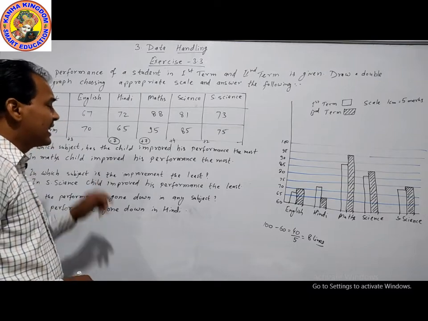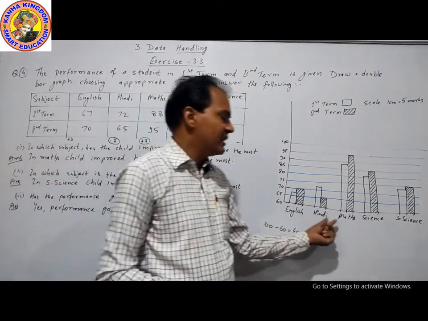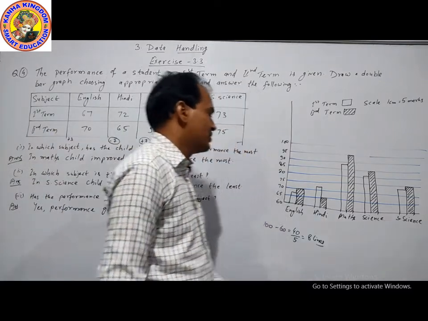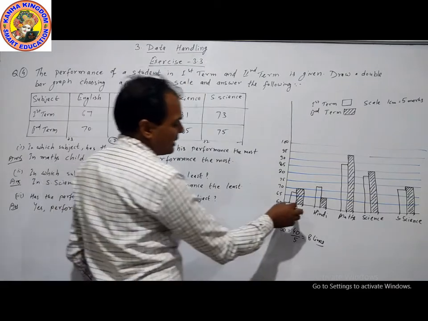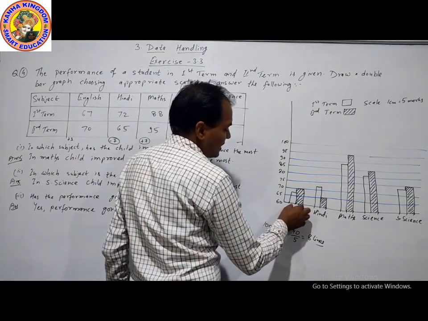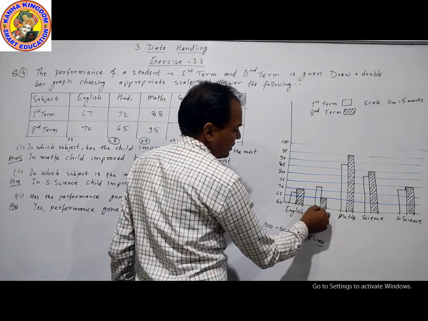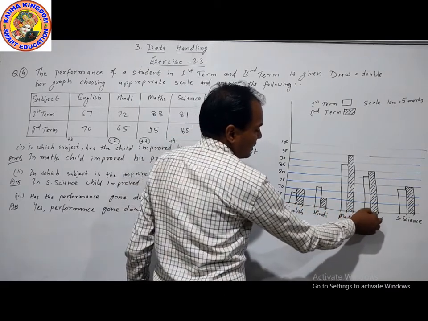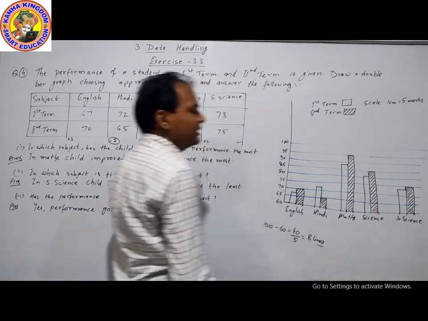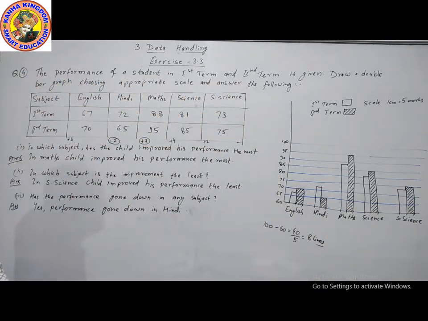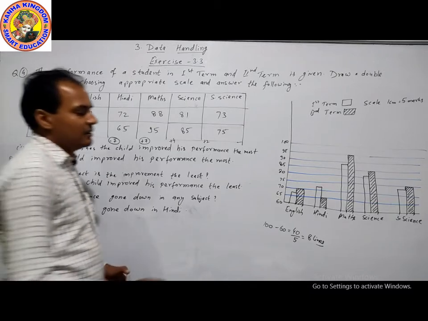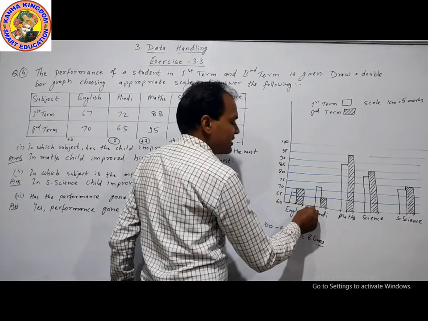Now there are 5 subjects: English, Hindi, Maths, Science and Social Science. For a double bar graph, we use equally distant lines, 3 for each subject. 1, 2, 3, 1, 2, 3, and so on. There are 3 lines. Each line you can take as 1 centimeter, and between them we use a 1 centimeter gap.